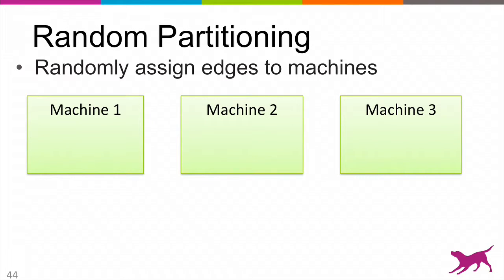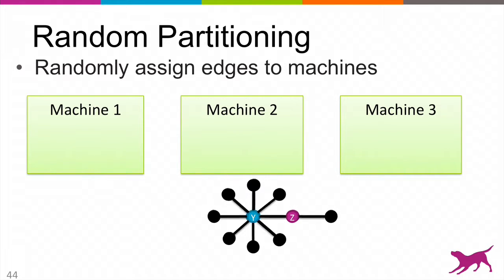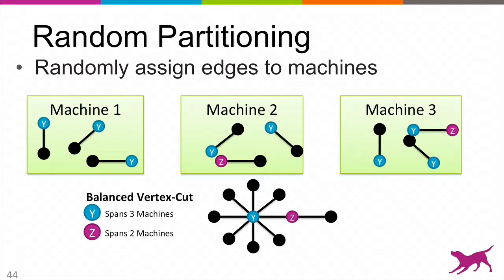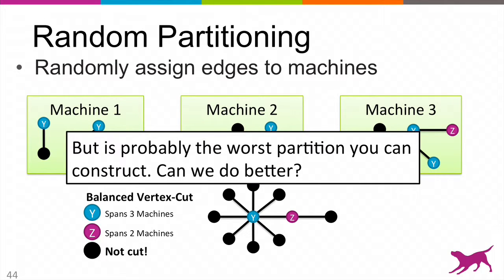The first thing that comes to mind is random partition, just hash. We take the graph, and everyone gets a random subset of the edges. In this case, the load is balanced. For instance, vertex Y spans 3 machines, vertex Z spans 2 machines, and so on. But this is probably also the worst partition we can construct. So can we do better?